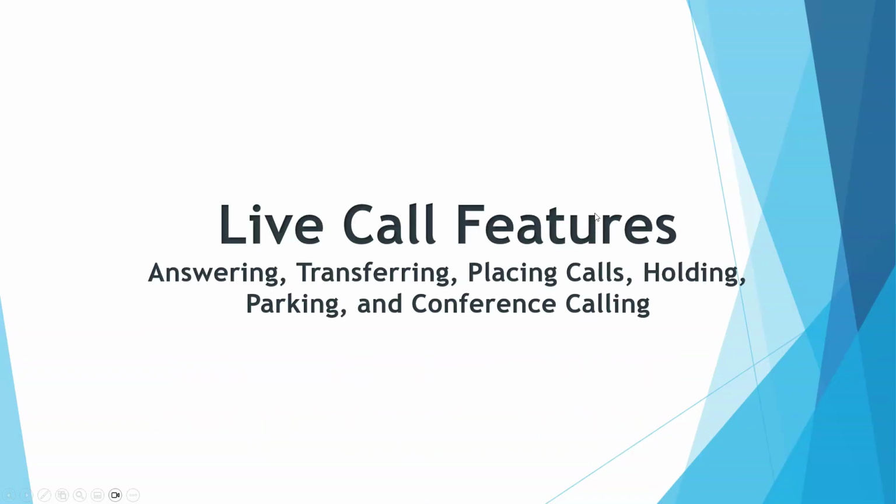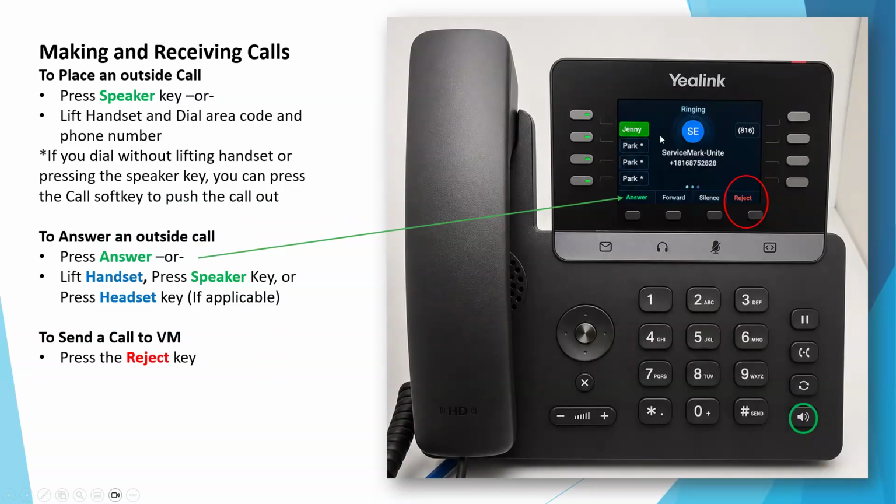Some live call features. So going into answering, transferring, all that good stuff you guys might be utilizing. First and foremost, when a call comes in, if you want to answer it, you can lift your handset, you can press answer, or you can press speaker. If you do want to send it to voicemail, you can hit reject. It will show you who is calling. If you're a person that answers a call group, you will also see that there.